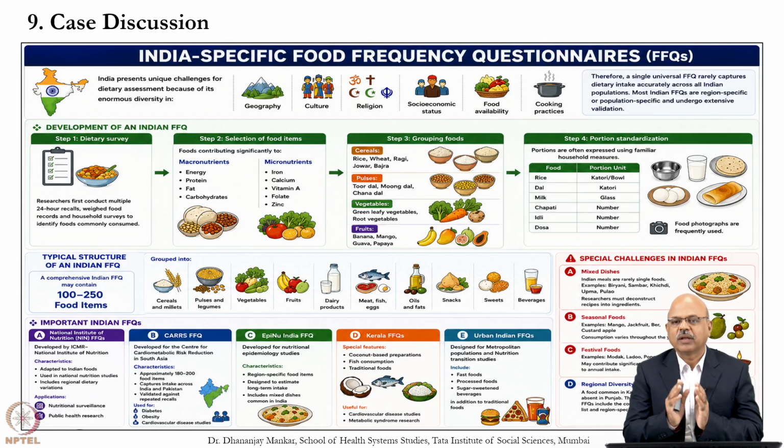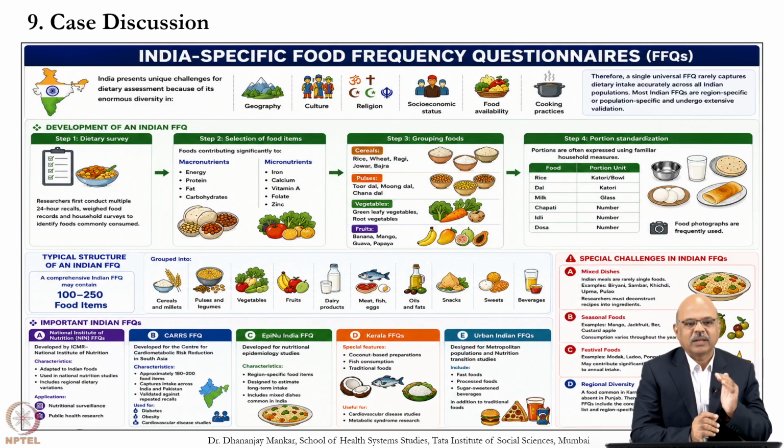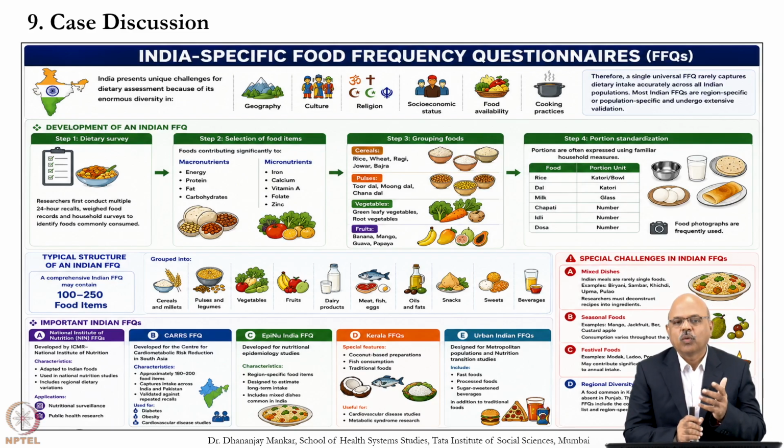Most Indian FFQs are region specific, population specific, or they undergo extensive validation. It might be a time-consuming job. Step 1 is the dietary survey, where the researcher conducts multiple 24-hour recalls, taking into consideration all the variations. Step 2, selection of the food items, on the macronutrient side and for the micronutrients. Understanding the energy, protein, fat and carbohydrates in the macro. Then grouping the categories, where the major categories are four: cereals, pulses, vegetables and fruits.